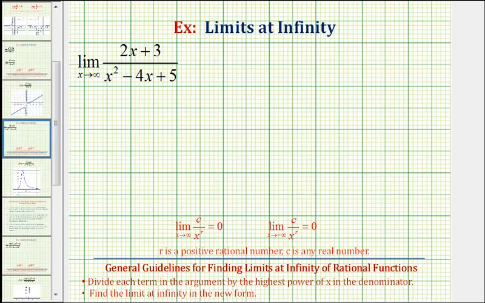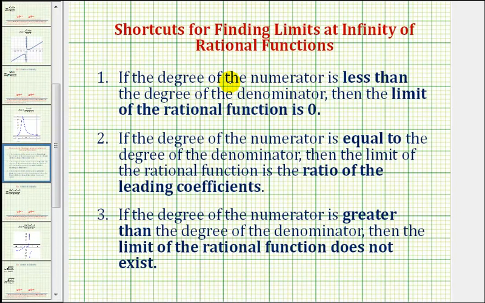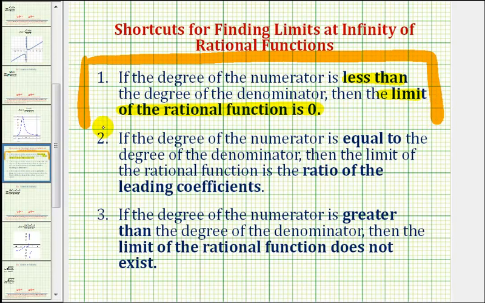So in this case, notice how the degree of the numerator is 1 and the degree of the denominator is 2. So the degree of the numerator is less than the degree of the denominator. Now let's look at some notes. If the degree of the numerator is less than the degree of the denominator, which is our case, then the limit of the rational function is going to be 0. So based upon this shortcut, we know our limit is going to be equal to 0.